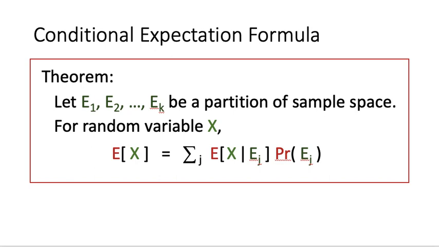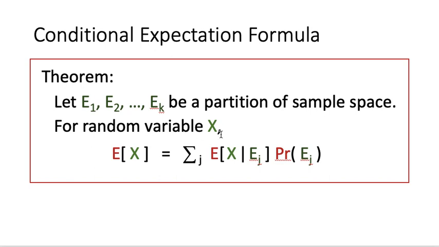For conditional expectation, we also have a very important result. Let us call it the conditional expectation formula. We will make use of this one frequently in this class. Suppose that we have certain events E1, E2, up to EK, and they form a partition of the sample space. What does that mean? It means that all these events are disjoint. They don't have any common outcomes. But on the other hand, all the outcomes of these events cover the whole sample space.